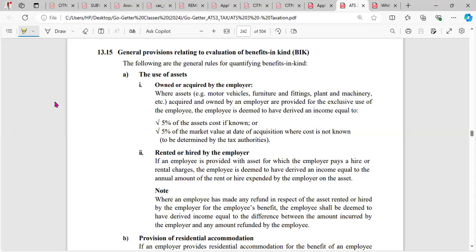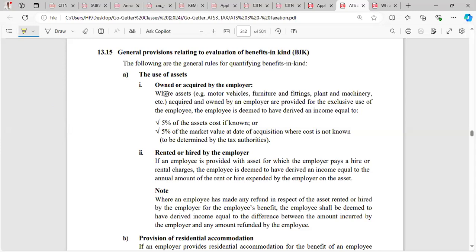We also want to talk about maybe you have a company car and they employ a driver, sometimes called a chauffeur. Then you also have a cook, a gardener. All these are benefits in kind.